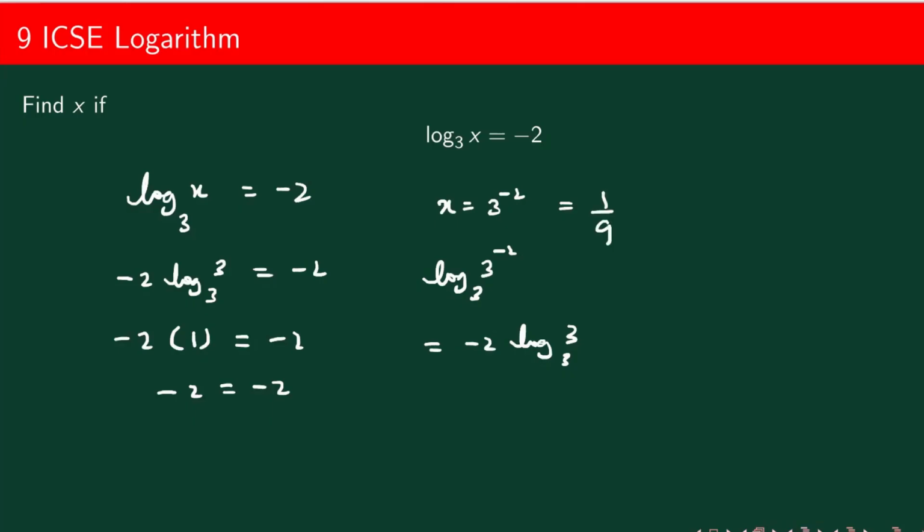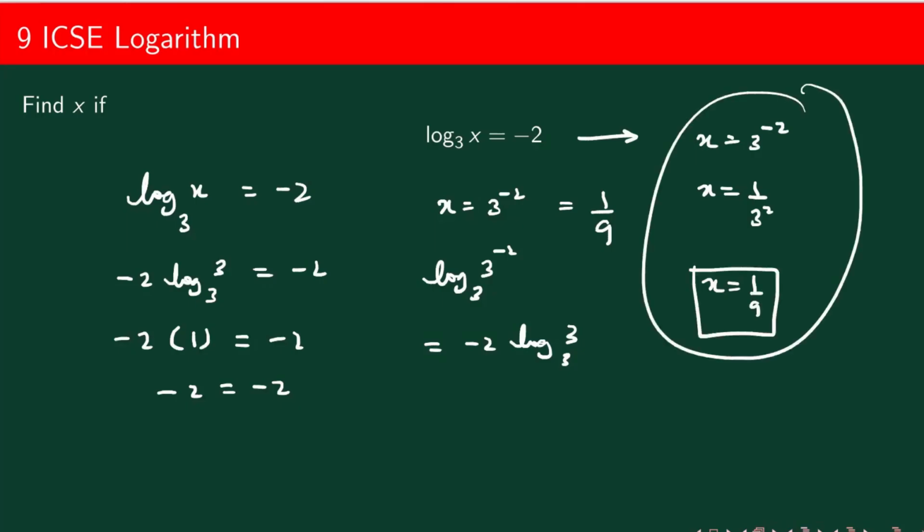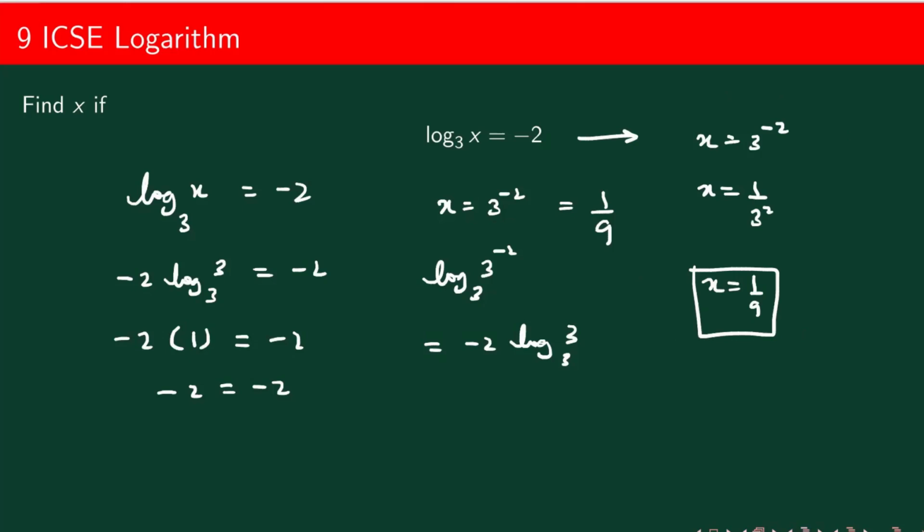But how do we write this answer? We learned converting logarithm to exponential form. So the exponential form is x is 3 raised to minus 2. So x is 1 upon 3 squared, and x is 1 upon 9. So this is your solution. What have you done? You have converted log to exponential form.